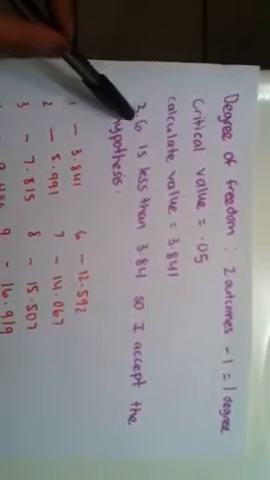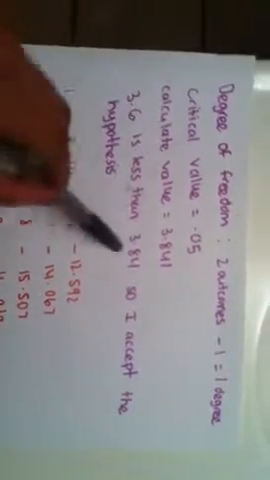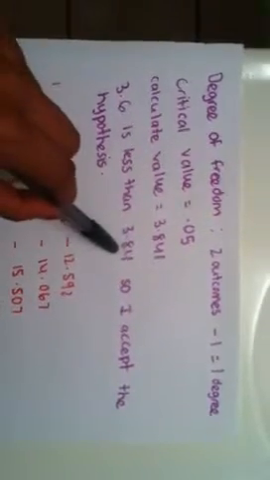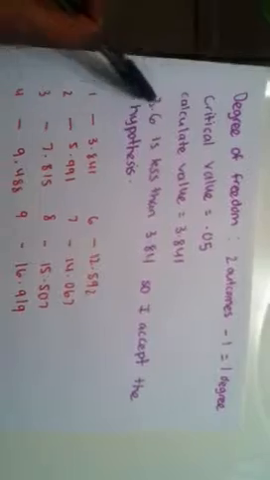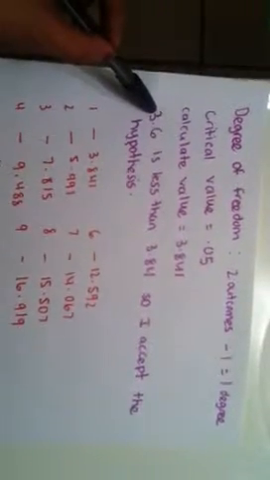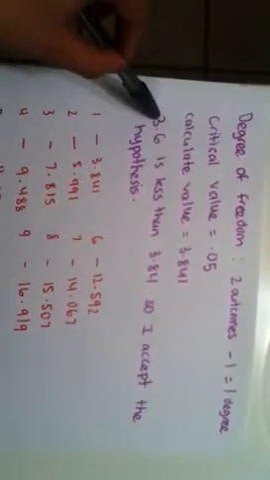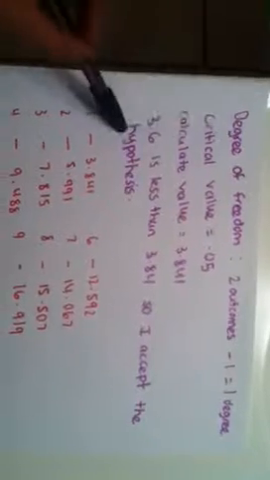Now I compare them. Since 3.6 is less than 3.841, I'm going to accept my hypothesis. Now, say if this number was greater, say if this number was 4, I would reject my hypothesis. And that is how you do a chi-squared problem.